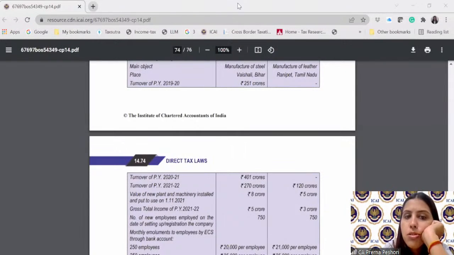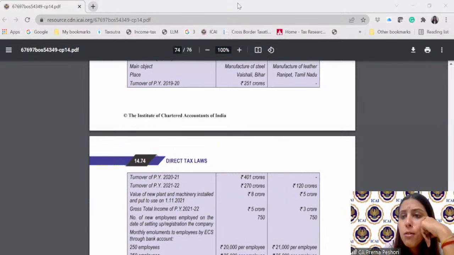What is important is your 80JJAA, right? For Alpha, you will give first 20,000 for 250 employees for 12 months. It is per employee, right? 20,000 is per employee and it is for 1 month. So for 12 months, similarly, 25,000 for 12 months for 250 employees and 28,000 that will not be given, right? So Alpha Limited will claim 80JJAA.